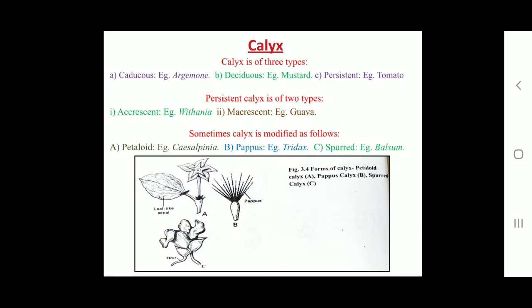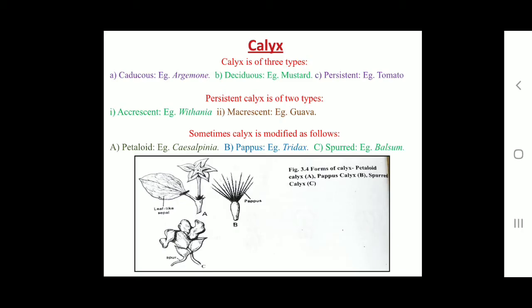So first we see the caducous calyx. If sepals fall off as soon as the flower opens, then it is known as caducous. Example, poppy and argemone. Deciduous: if sepals remain attached to the flower and fall off with petals after fertilization. Example, mustard. And number 3, the persistent: the sepals remain attached to fruits.